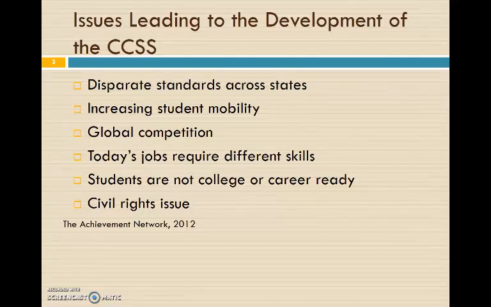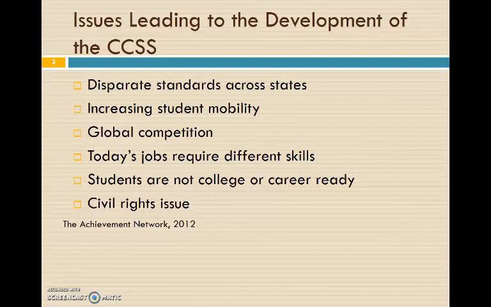And we know from the NAEP data, which other countries take and all this, that our students are not college or career ready. When they graduate 12th grade, they are not ready to start college. A lot of the students have to take remedial courses where they are not getting college credit for them. And that's a real problem. You would think if you graduate with a high school diploma, it needs to mean something.